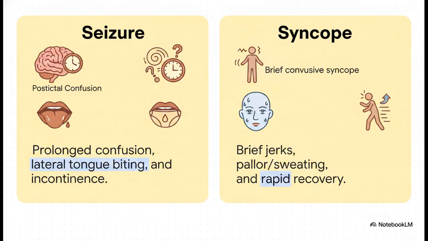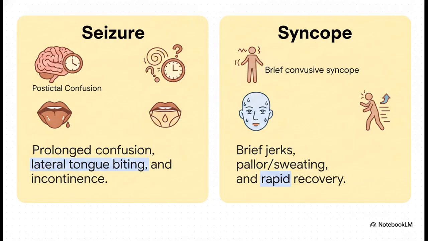So, how do you differentiate a true seizure from a syncopal episode? You'll want to look for a prolonged post-ictal phase of drowsiness or confusion. If you see evidence of lateral tongue biting, incontinence, physical injury, or a stereotyped aura, those are highly specific for a seizure. Now keep in mind, syncope might present with some brief convulsive jerks, but movement alone is not enough to call it a seizure.